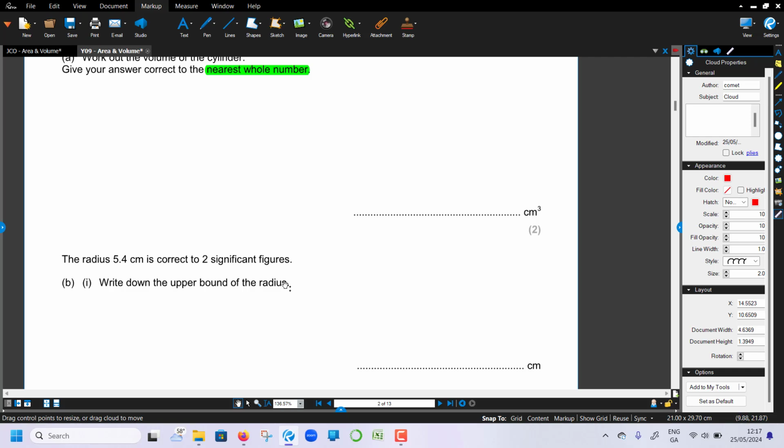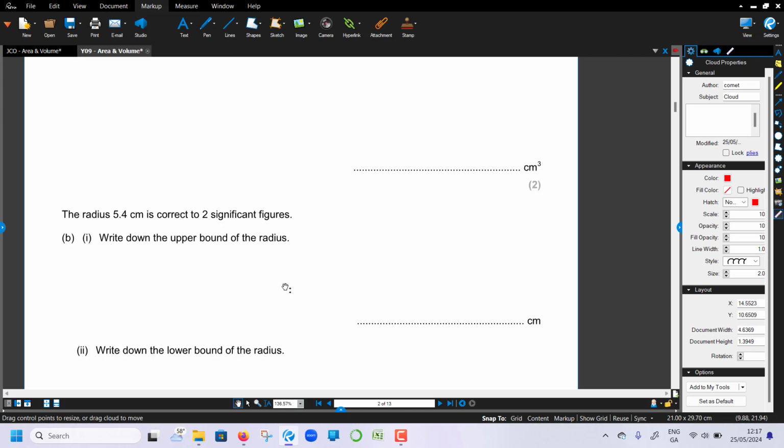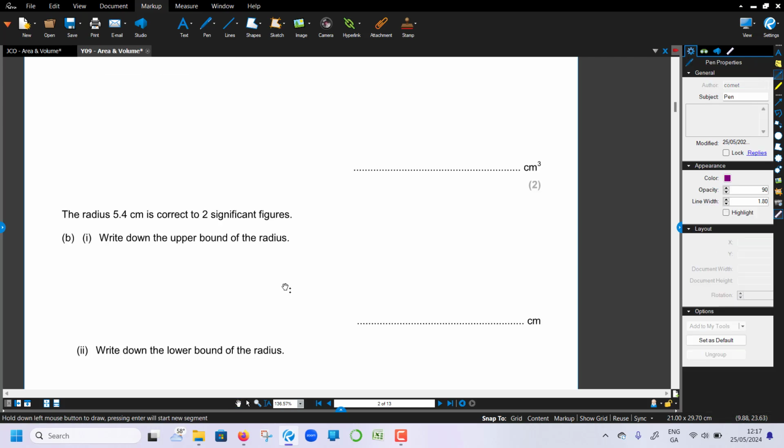Let's go down. The radius 5.4 is correct to 2 significant figures. Write the upper bound of the radius. So this is very similar to the junior cert ordinary level, which you do 2 years earlier than the iGCSE. So, you know, the Irish exams are quite good when you think about it. Correct to 2 significant figures. So let's do that again. So R, just similar to what we did last time, radius is 5.4 centimeters. Now, upper bound.